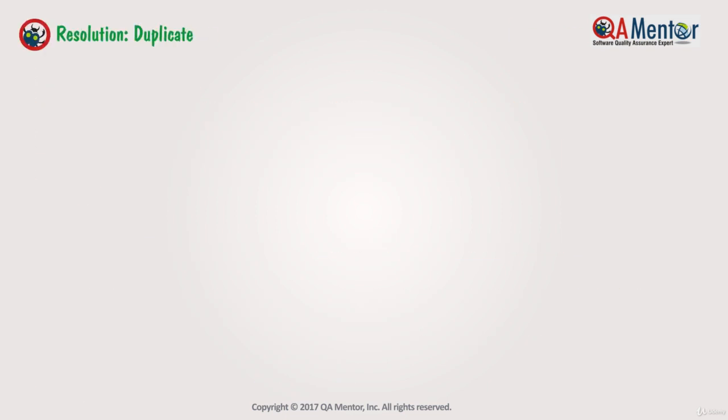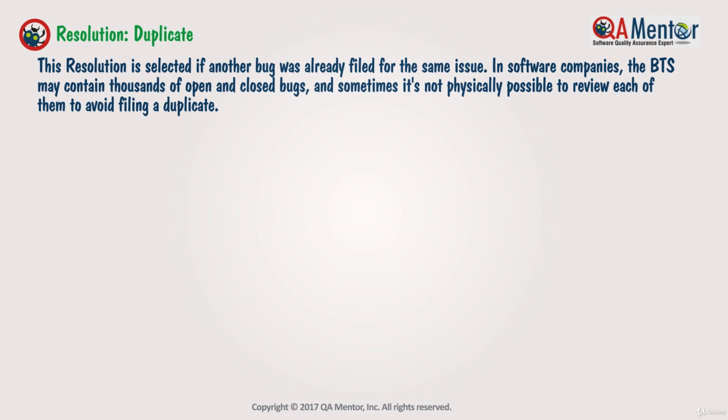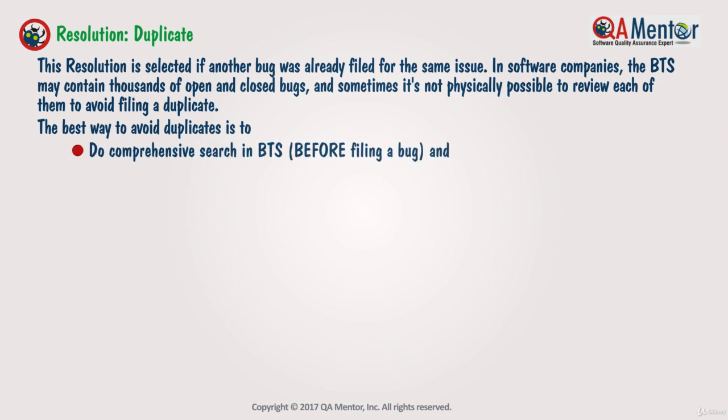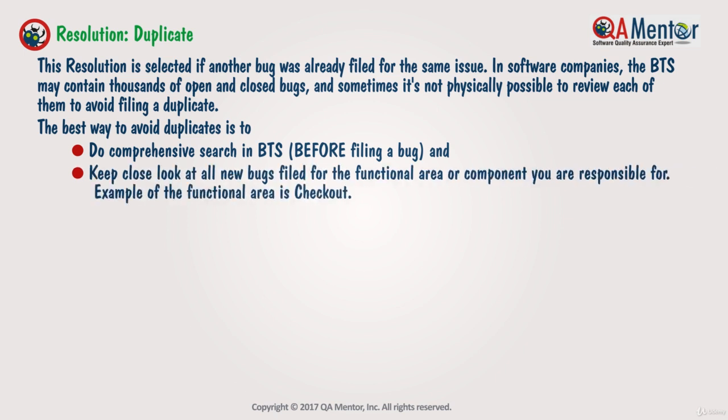Resolution. Duplicate. This resolution is selected if another bug was already filed for the same issue. In software companies, the BTS may contain thousands of open and closed bugs, and sometimes it's not physically possible to review each of them to avoid filing a duplicate. The best way to avoid duplicates is to do a comprehensive search in BTS before filing a bug, and keep a close look at all new bugs filed for the functional area or component you are responsible for.